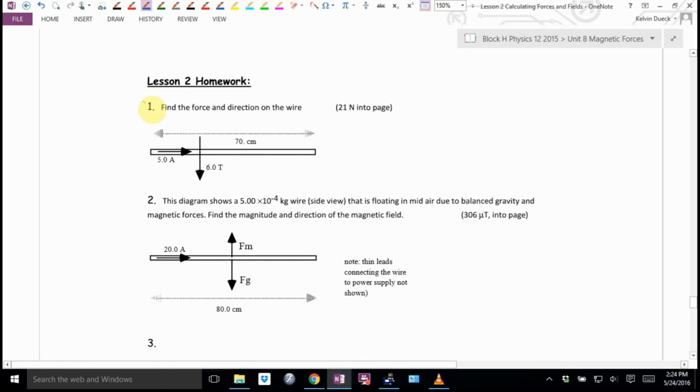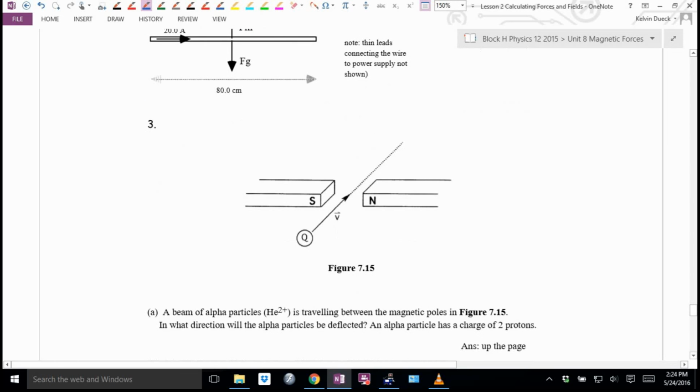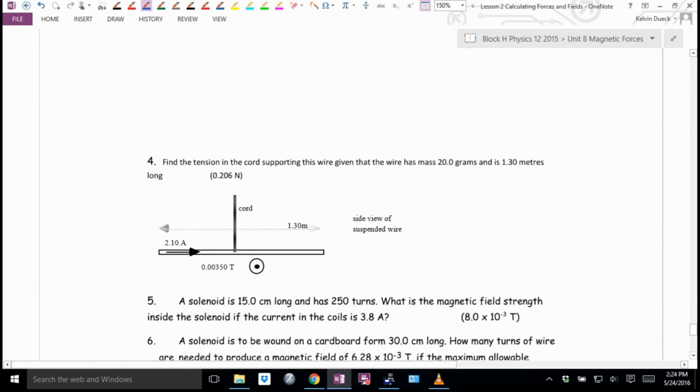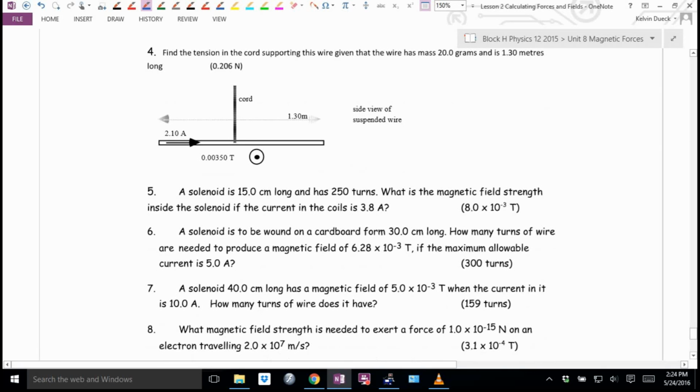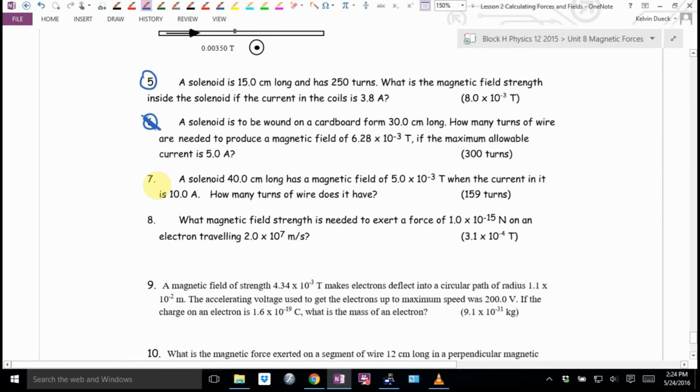Try number 1. Number 2. Three is good. I skipped 4. 5 is good. 6 is good. Never mind, skip 6. That's the one we just did as our example. Apparently I forgot to change the numbers when I copied and pasted it. 7 is good. Same question.